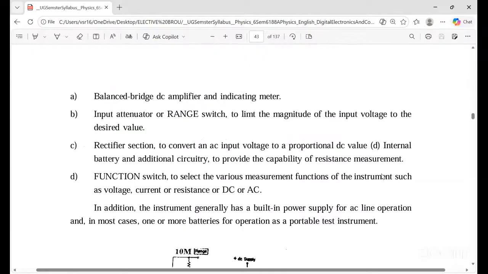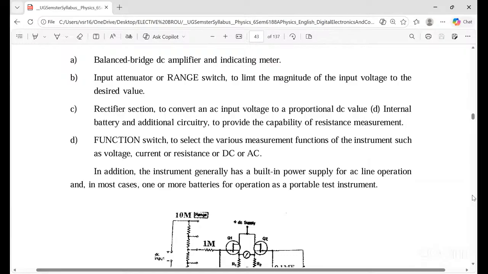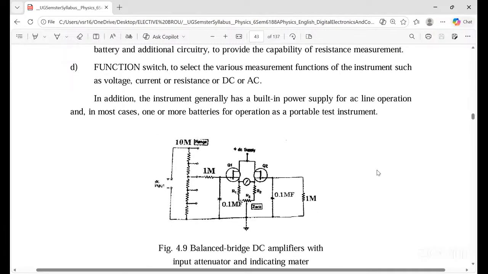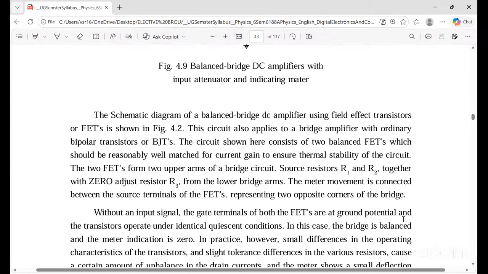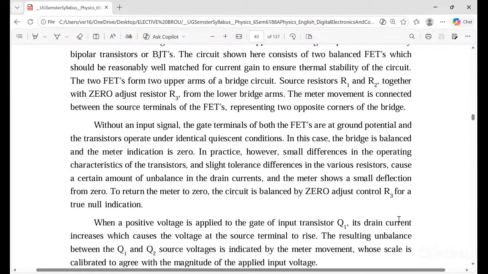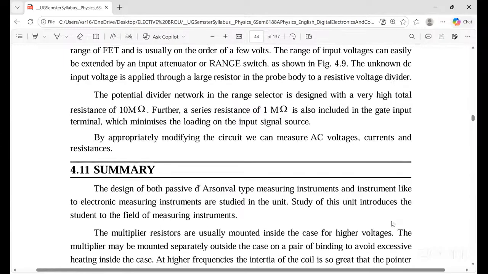So here there is a balanced bridge DC amplifier and indicating meter. There is an input attenuator or range switch, and a rectifier section which converts the AC into DC. The function switch selects the measuring function of the instrument, such as voltage or current or resistance, DC or AC. Here there should be a BJT, that is bipolar junction transistors, two of them.